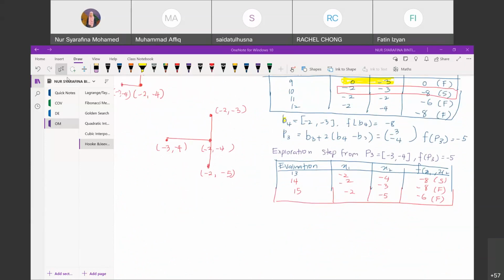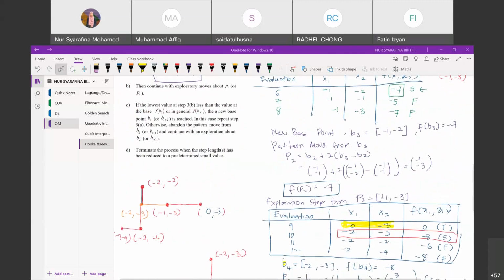Okay, the value is same with FB4. So again, we make an exploration step from B4. -2 -3. FB4. -2 -3. Okay. All right, clear or not? Up to this point. Oh no, it is not reduced yet. Sorry.